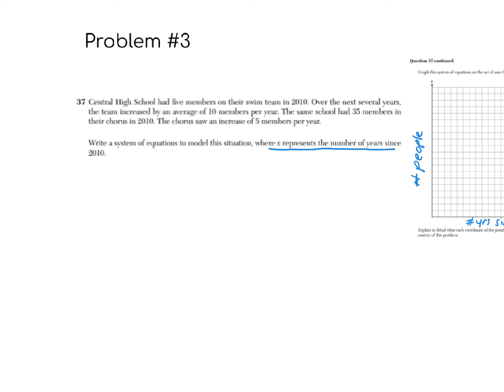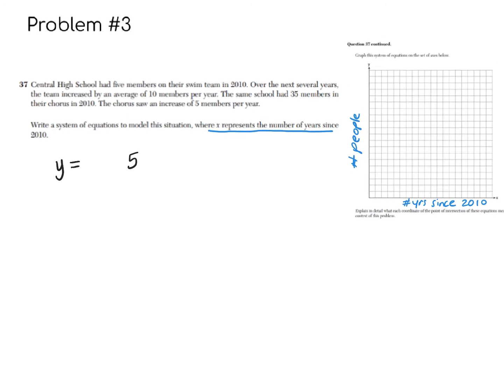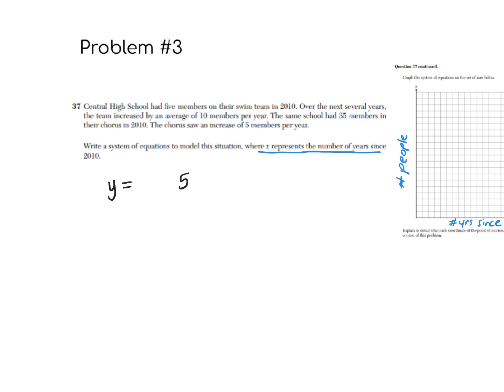So Central High School had 5 members on their swim team in 2010. So Y equals 5. The number of people in 2010 was 5. And it increased by 10 members per year. Well, X is the number of years since 2010, so it's 10X plus 5. And then for the chorus, they had 35 in 2010, and they increased 5 members per year, so 5X plus 35. So there's your system.